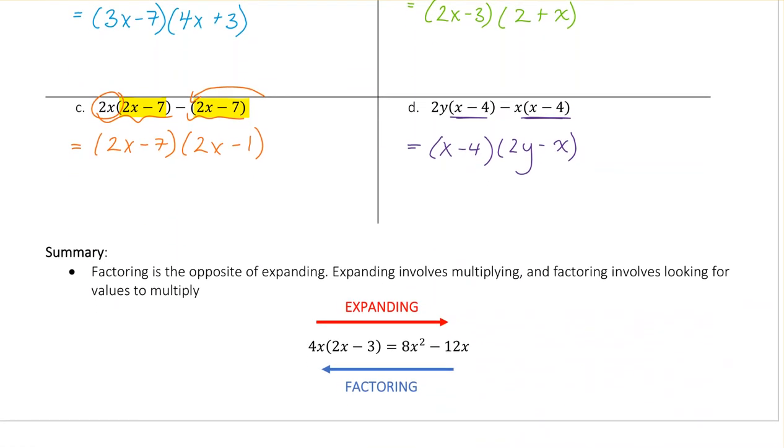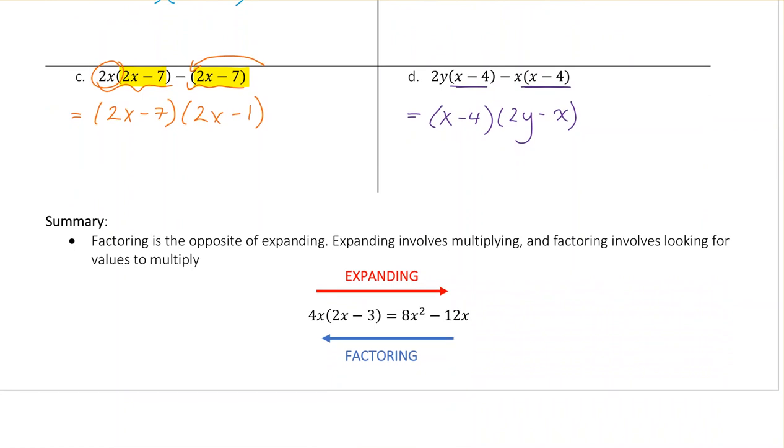Just as a summary here, you looked at expanding in the last unit and you just got your first taste of what factoring is. Factoring is the opposite of expanding. Expanding involves multiplying and factoring involves looking for values to multiply. So if you have one problem, you have 4x bracket 2x minus 3. If you were to expand that, so 4x times 2x and 4x times negative 3, you would get 8x squared and negative 12x.